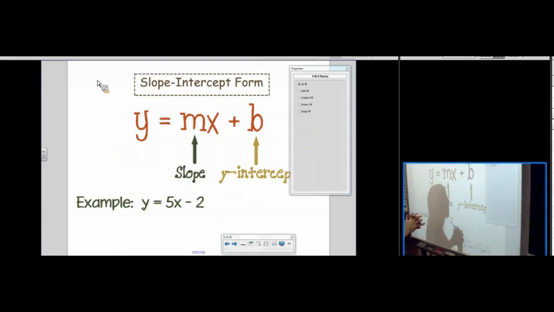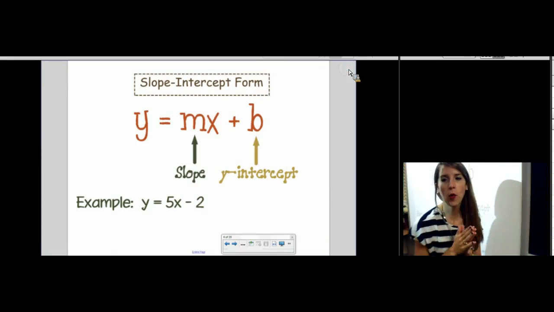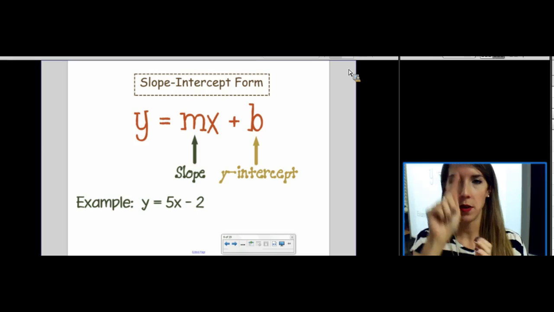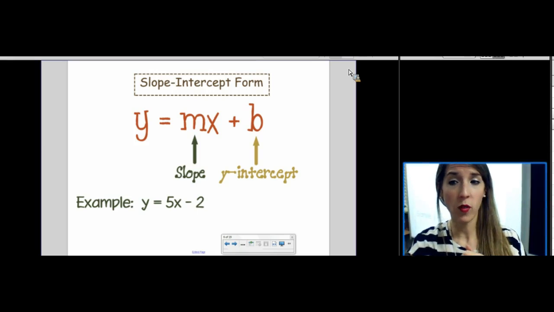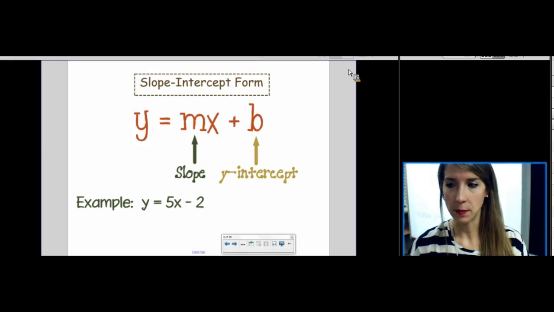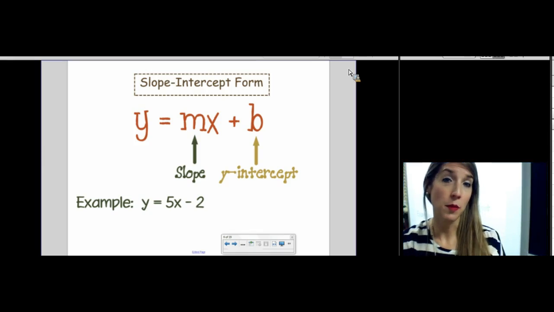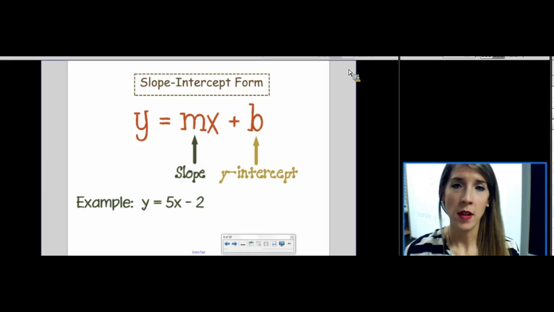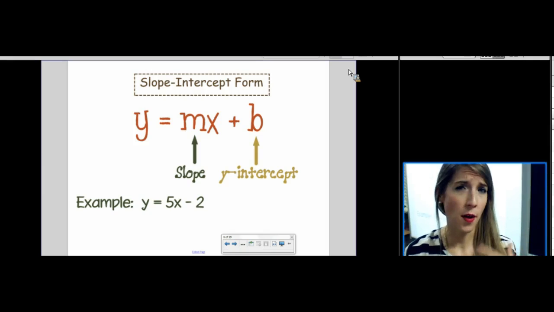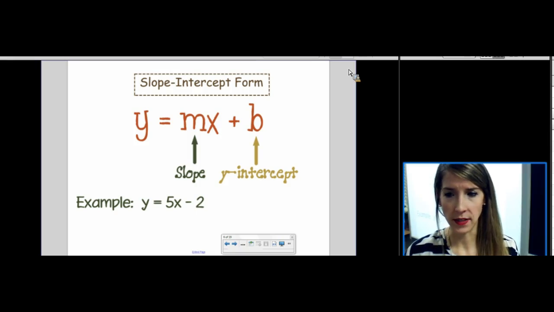This one we already talked about last week. The first form is slope-intercept form. So put number 1, put slope-intercept form, and put y equals mx plus b. This is the form that you're most familiar with. This is the form where you can read the slope right away, you can read the y-intercept right away, and this is the form you will see most of the time.